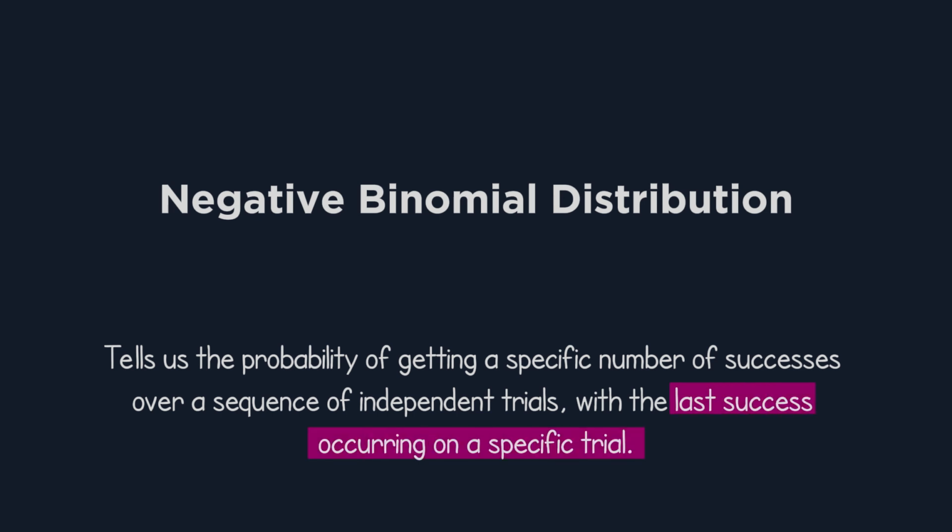Whenever you come across problems that involve a sequence of trials, with a set number of successes and the last one happening on a specific trial, that's a strong indicator you're dealing with negative binomial distribution. The key structure to remember is, you're counting the trials until you hit the k-th success.